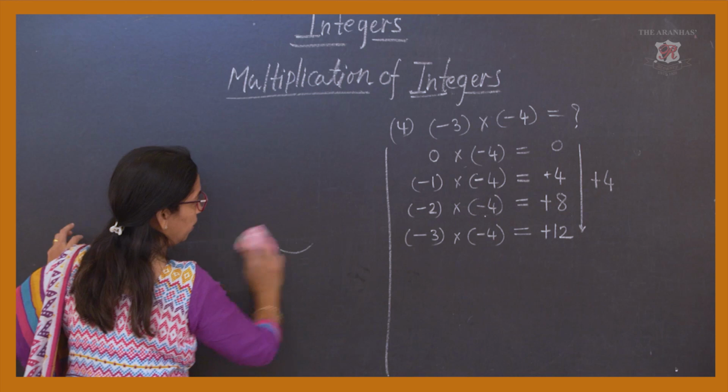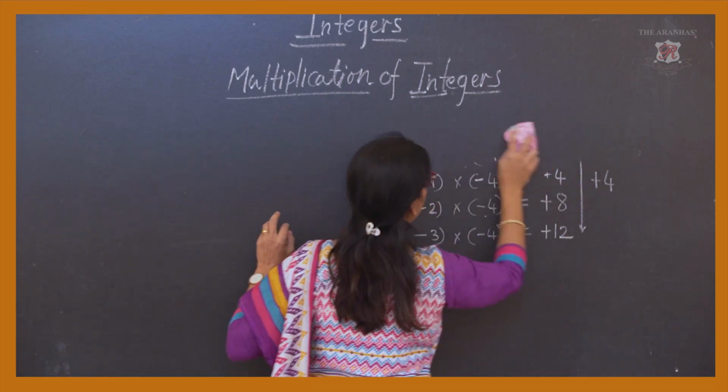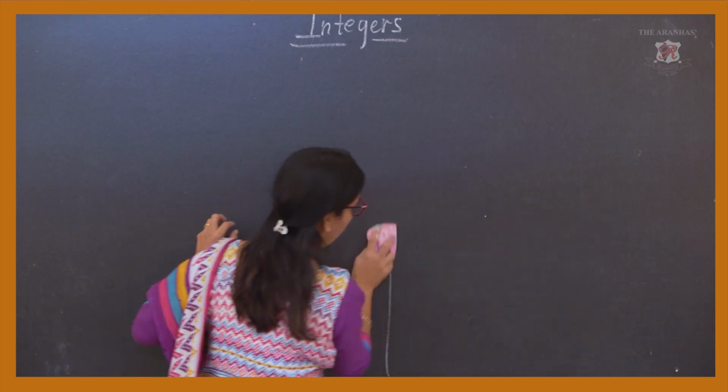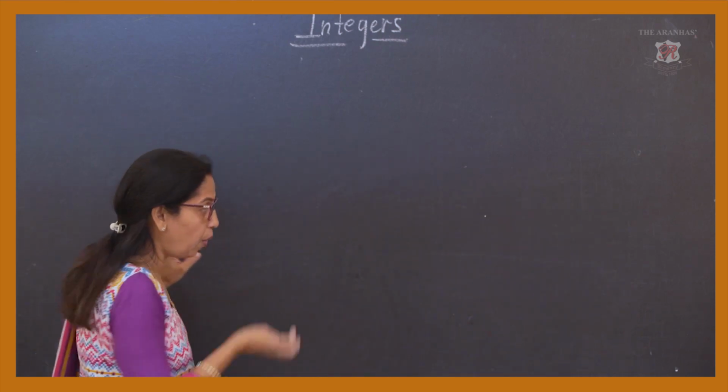Now the next point we are going to see is the properties, the rules of multiplication.